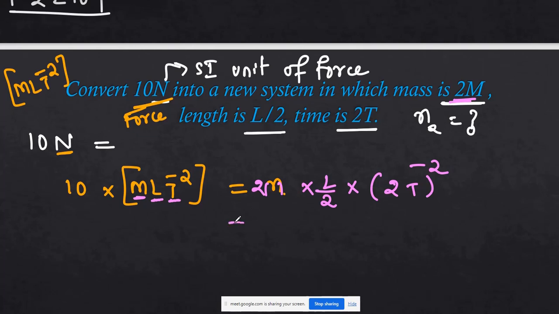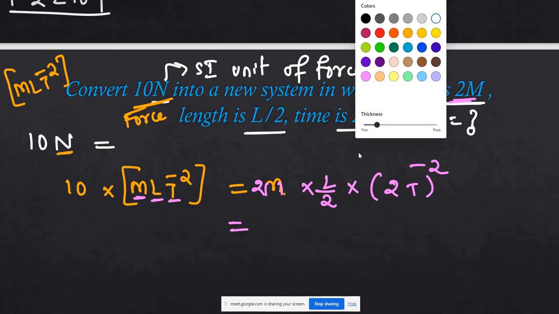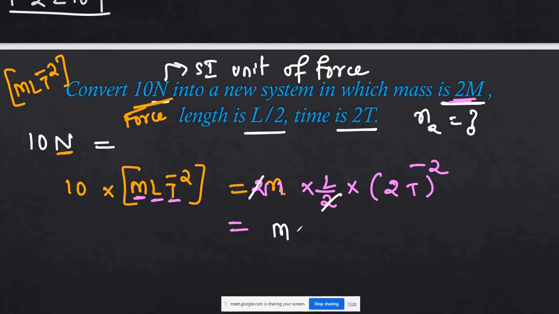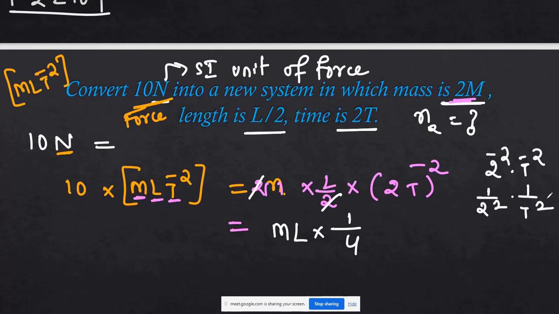Yes, ma'am. Now, can I cancel this 2 and 2? Now m into L. 2 power minus 2, what is its value? 2 square is 4, ma'am. Minus 4, ma'am. Only 4. 2 square is 4, but it is 2 power minus 2, so it will be in the denominator, 1 by 4. You can write 2 power minus 2, t power minus 2. 2 power minus 2 I can write as 1 by 2 square. T power minus 2 I can write as 1 by t square.